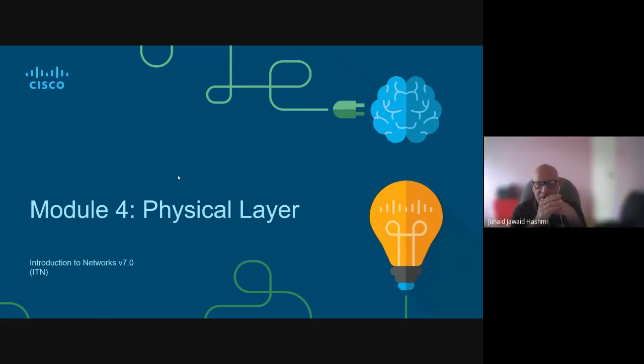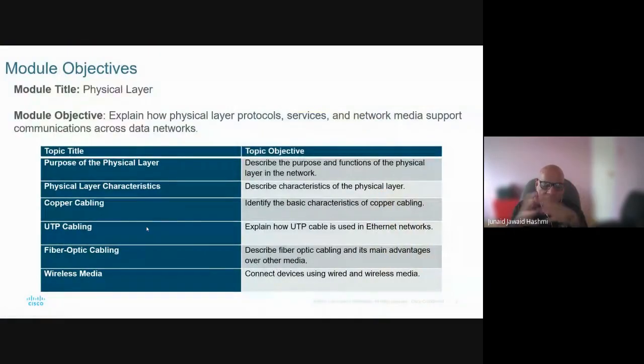Okay, so chapter 4 is about the physical layer, which is the bottom layer of the OSI model. Anyway, this is what we are going to cover: the purpose of the physical layer and its characteristics. Most importantly, we will cover different types of cabling: copper cabling, fiber optic cabling, and different types of copper cabling, and also the wireless media. The media is very important in the network when you're setting up the network.